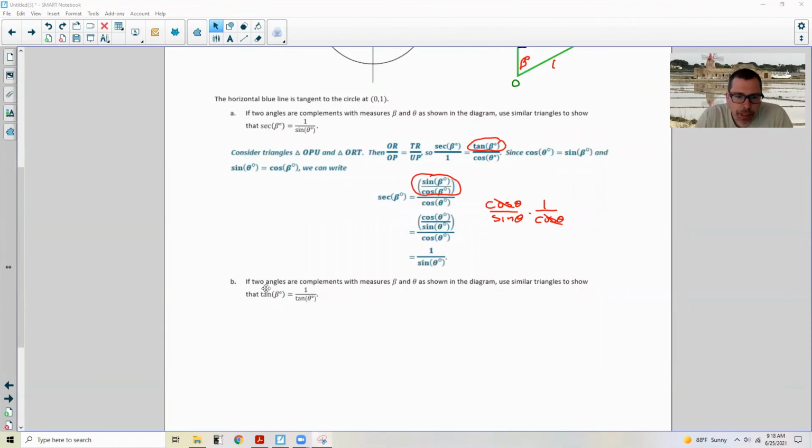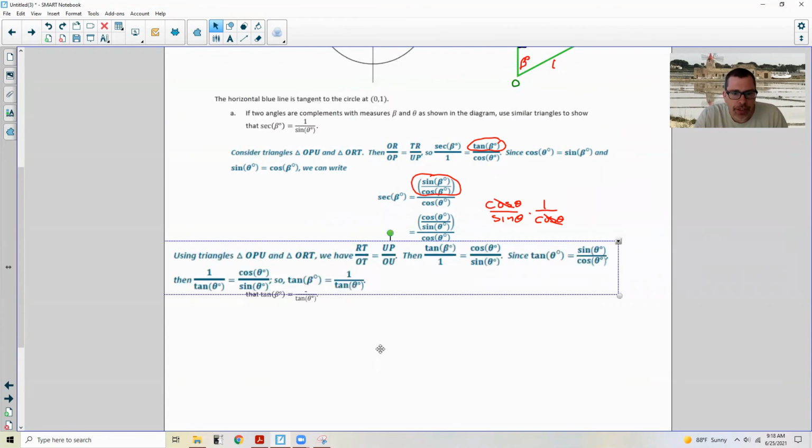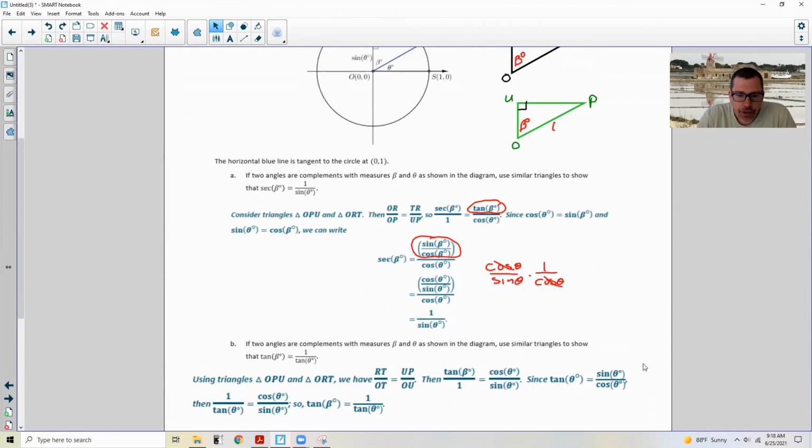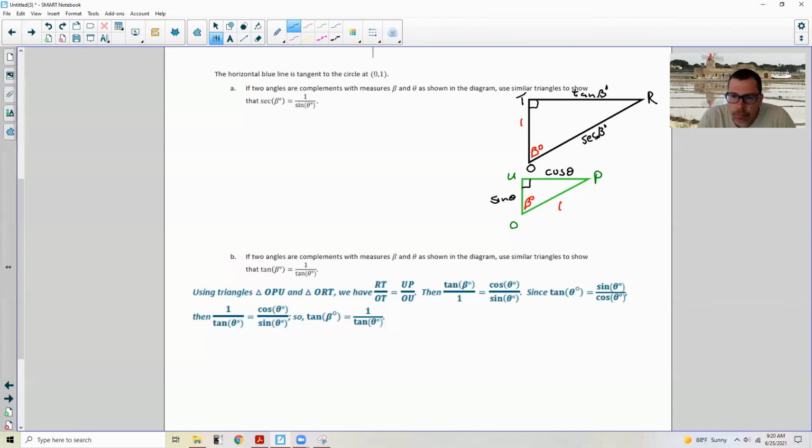Okay, so now part B says if two angles are complements with the measures beta and theta as shown in the diagram, use similar triangles to show that the tangent of beta equals 1 over the tangent of theta. Okay, so again, I'm just going to bring this in because we've done this. All right, so it says using triangles OPU again, and let me bring these down so we can see them. Okay, so here we go. I brought down my diagram that I'm going to use to explain.